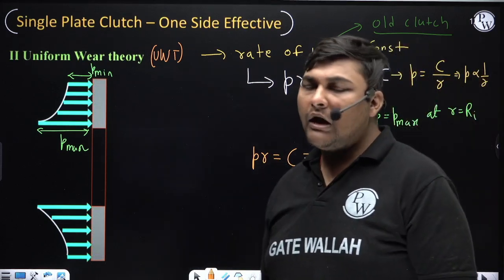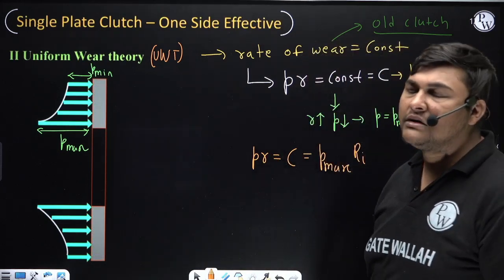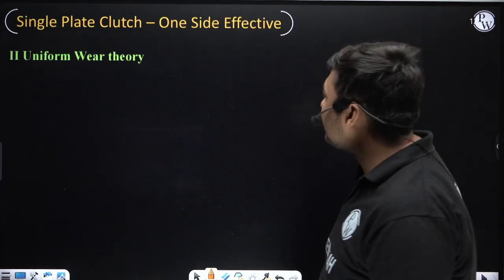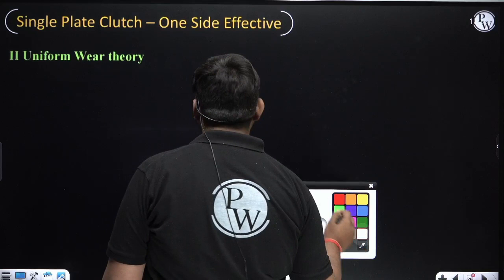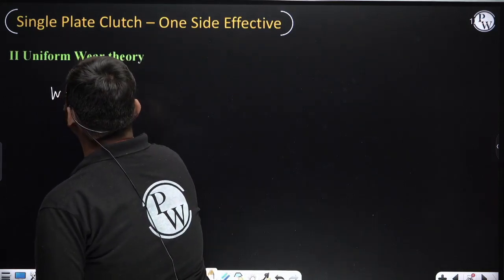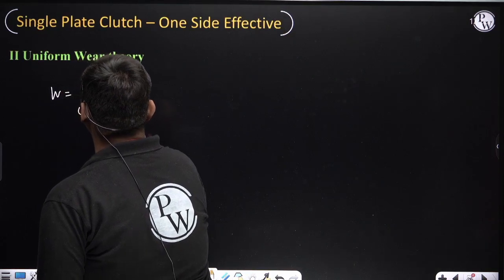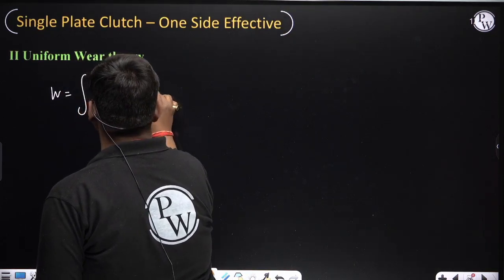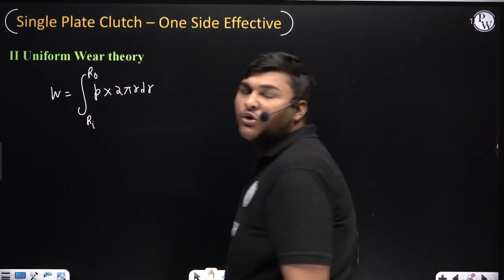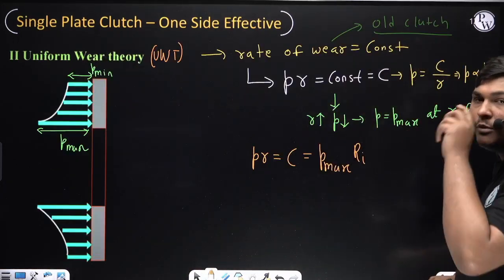Okay. Now, it is uniform wear theory. Now we are deriving the expression of W and torque for uniform wear theory. First, I am deriving the expression of W. What is the formula to calculate W? The formula to calculate W is the integration of P into 2 pi R strip area, that is 2 pi R dr, and we need to integrate this term from Ri to R naught. Now here pressure is not constant. The constant is C, which is the product of P into R.